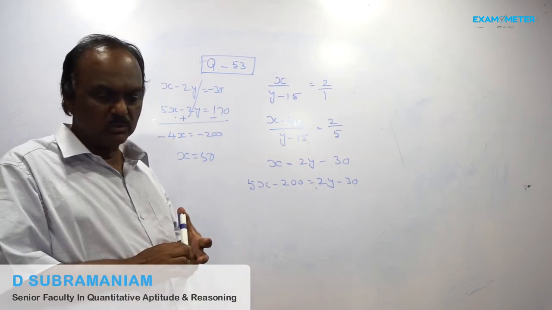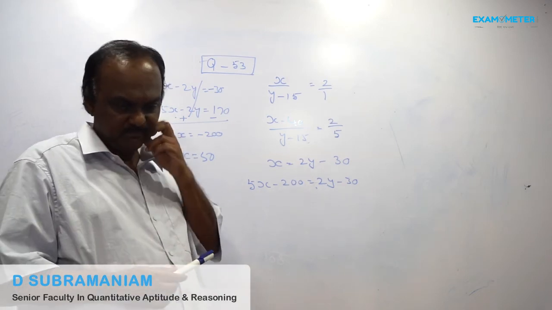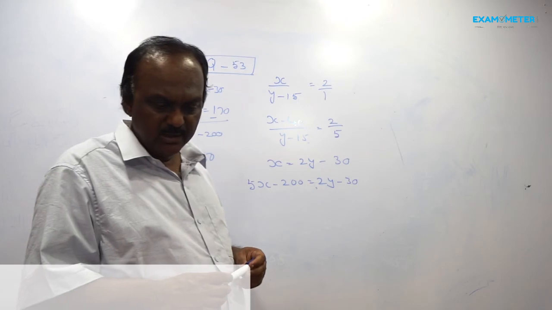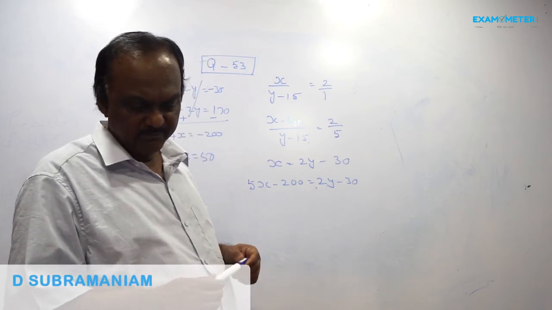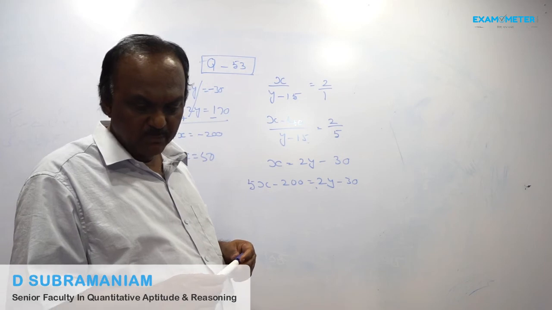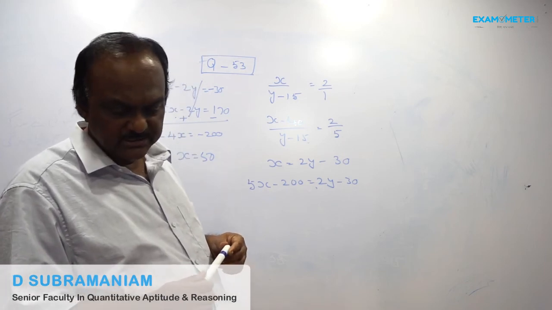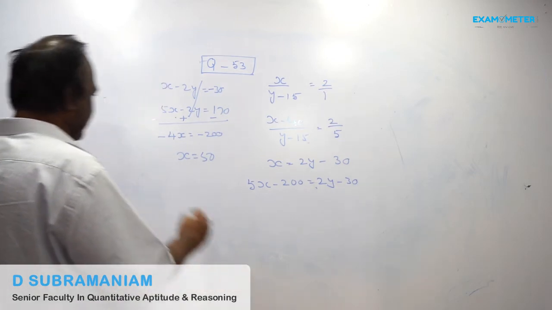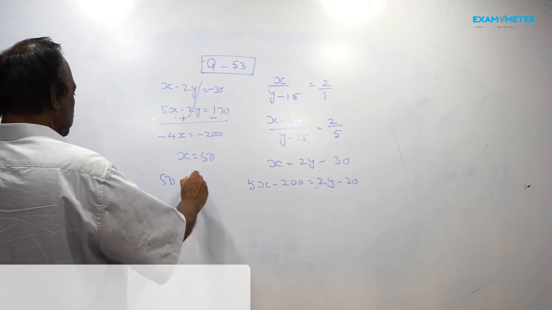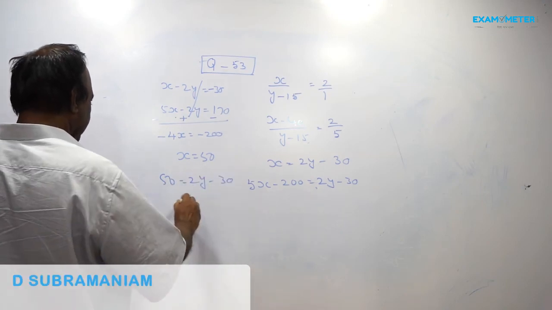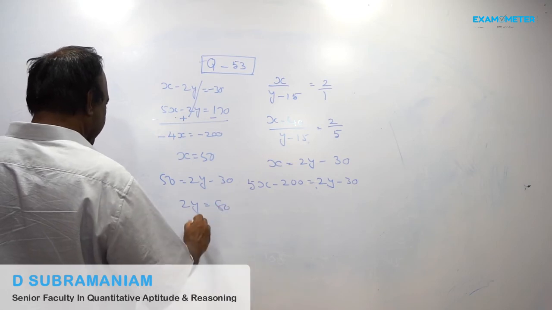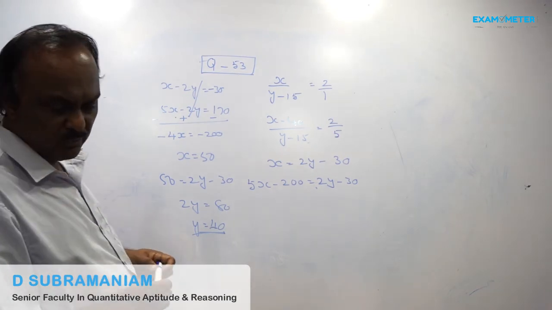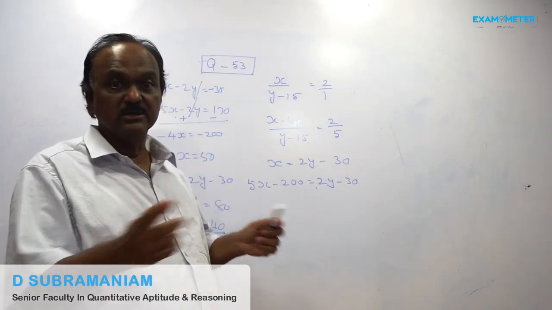Now, what we have to find out? The number of girls at the beginning. At the beginning, how many girls were there? So x is 50. When x is 50, y will be how much we have to see. So 50 is equal to 2y minus 30. So 2y is equal to 80. Y comes to 40. So, at the beginning, 40 girls are there.